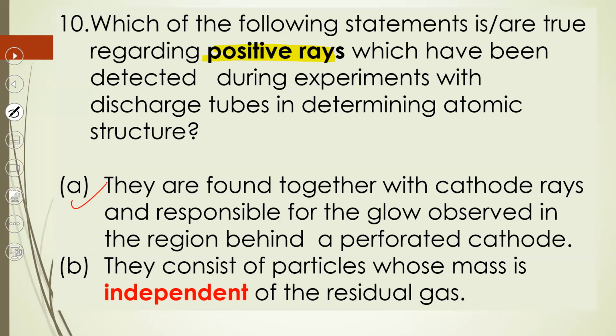These rays consist of particles whose mass is independent. It's totally wrong. It depends, isn't it? Positive rays are due to gaseous particles, what is found in the cathode ray tube. Because of ionization, these positive particles will go toward the cathode. Why? These are positive, no? These positive rays go toward the negative plate. That is how the positive rays develop. So dependent, not independent. It is wrong. So answer B is wrong actually.